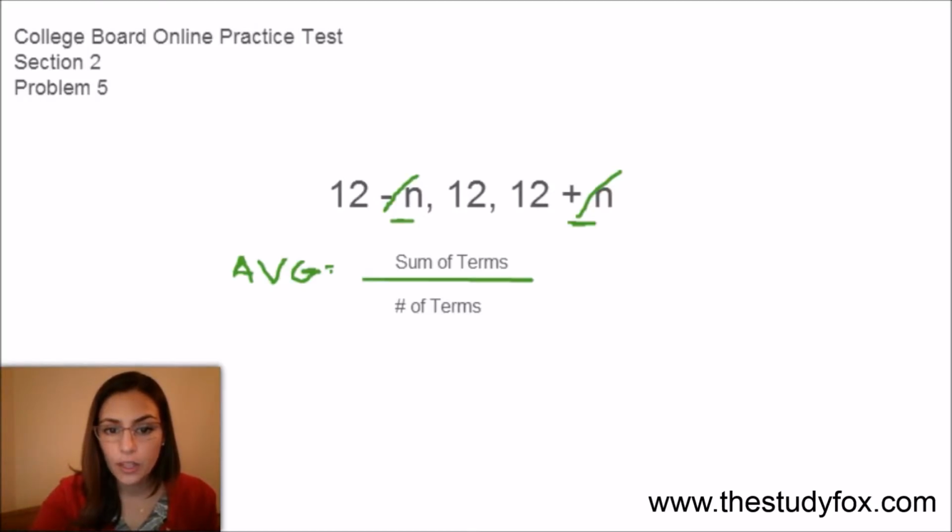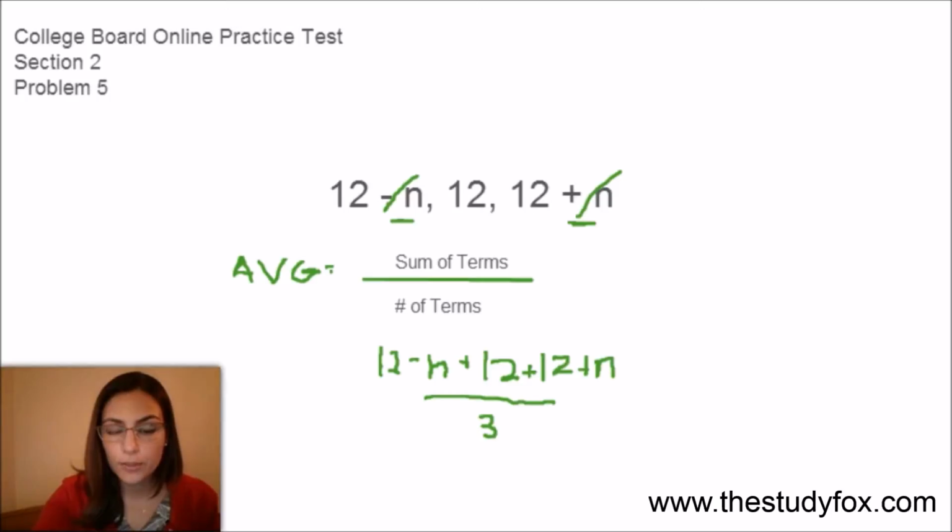So you'd end up with 12 minus n plus 12 plus 12 plus n. And that's all going to be divided by 3. And don't get confused, we're dividing by 3 because each of these items is separated by a comma, and they make up 3 items. You can't separate the 12 and the negative n.